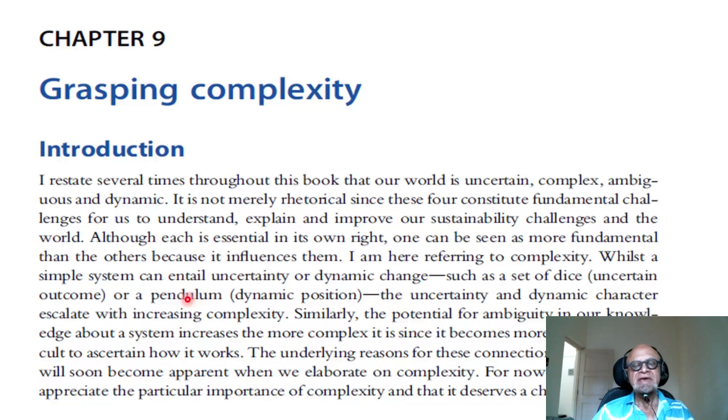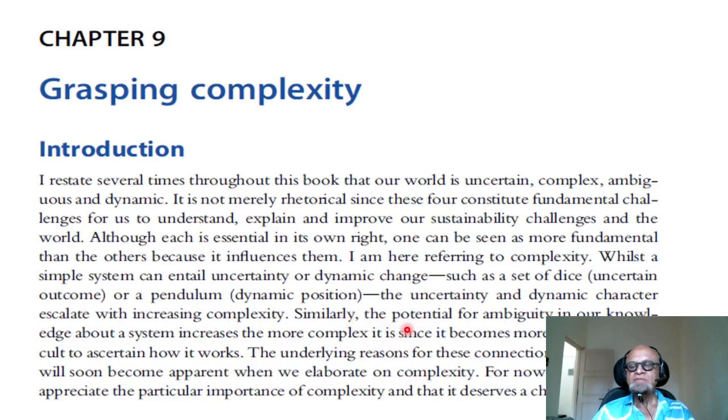Whilst a simple system can entail uncertainty or dynamic change, such as a set of dice where the outcome is uncertain, or a pendulum, its dynamic positioning, especially if you go into a double pendulum, but that's not so simple anymore. The uncertainty and dynamic character then escalate with increasing complexity, as going from a simple pendulum to a double pendulum. If you don't know what that means, you go on YouTube and look at some animations. I have covered it in my Earth system model, but let's not worry about it here.